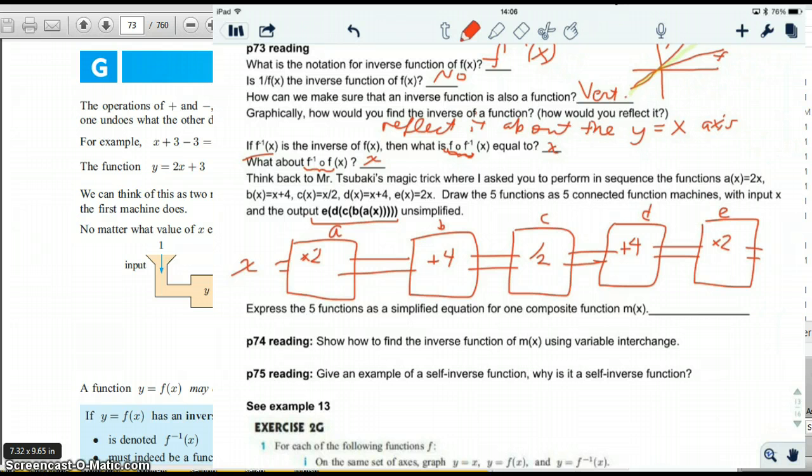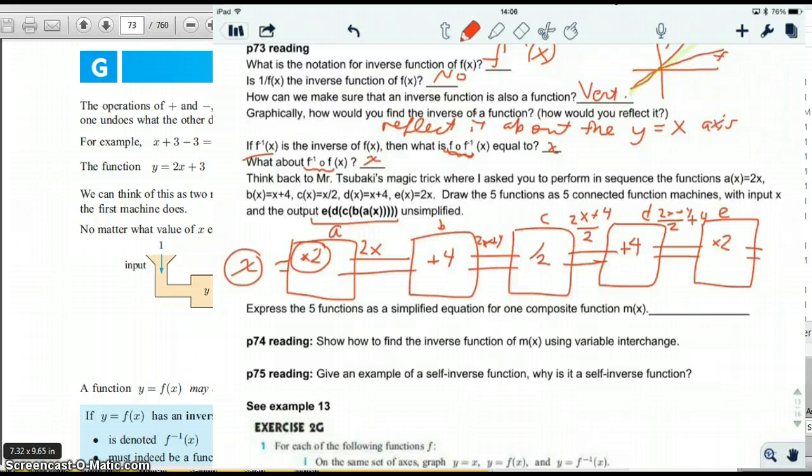So we just drew the 5 function boxes. The input is x. The output of this function box times 2 would be 2x. The output of this function box would be 2x plus 4. The output of this function box would be (2x plus 4) divided by 2. The output of this function box would be (2x plus 4) divided by 2, plus 4.